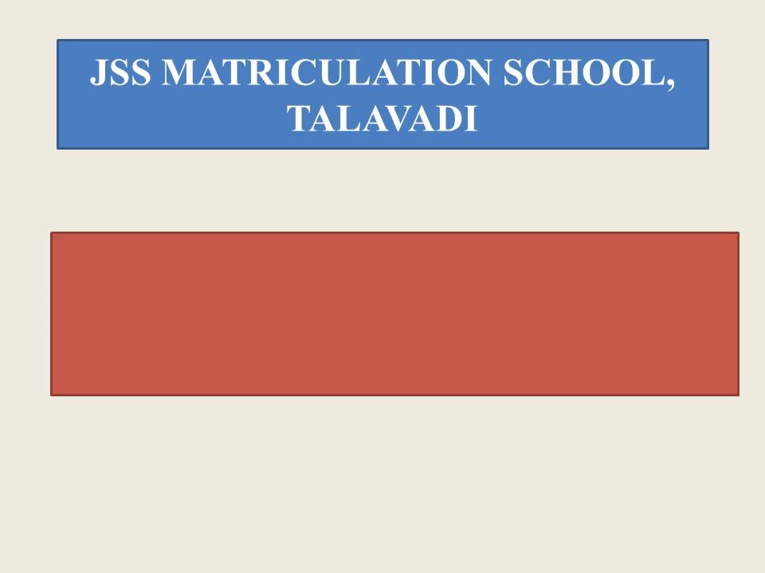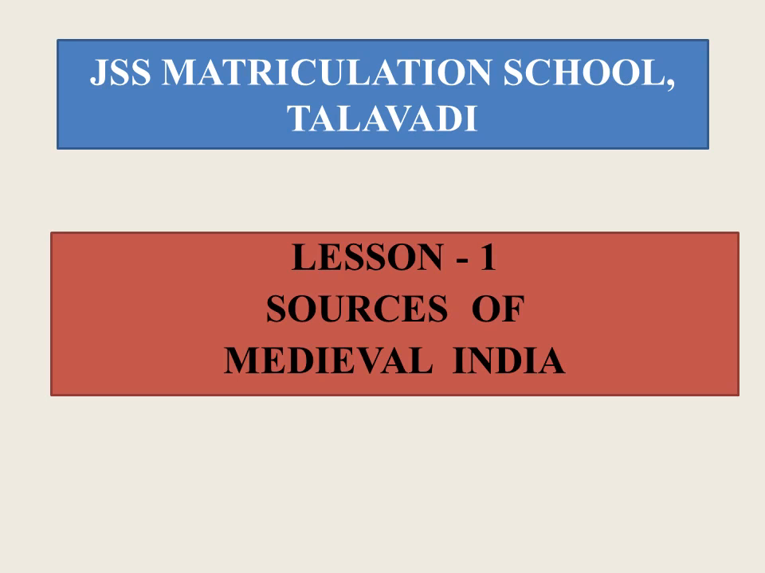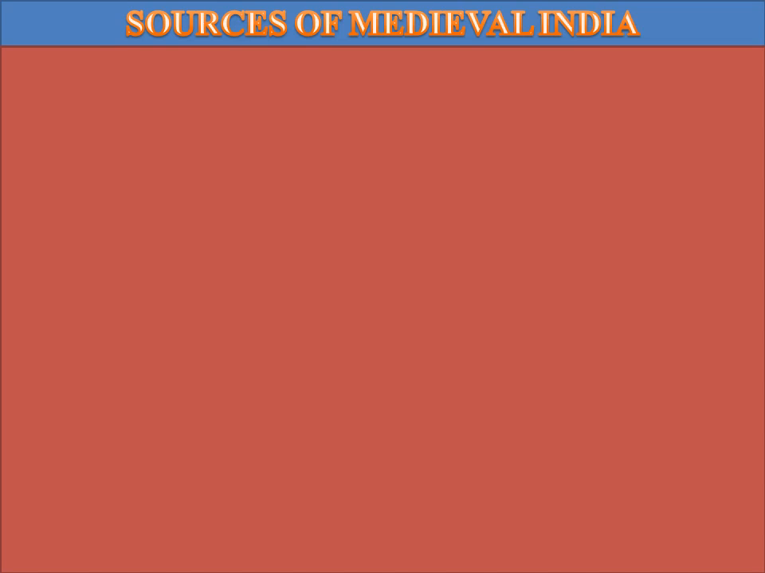Today I am going to explain history lesson number 1, Sources of Medieval India. The period of AD 700 to 1200 and from AD 1200 to 1700 are classified as early medieval and later medieval periods respectively in Indian history. Numerous and varied sources are fortunately available to the historians engaged in the study of medieval India.